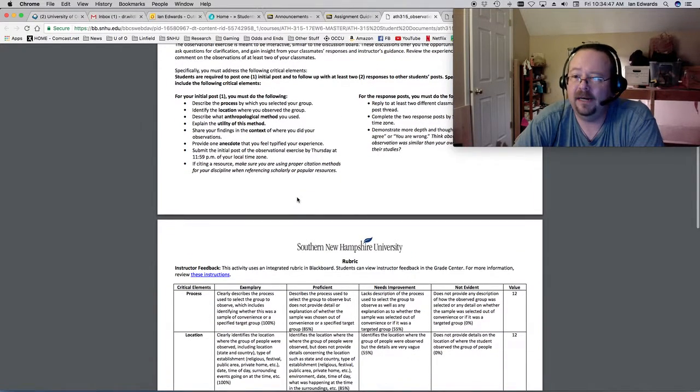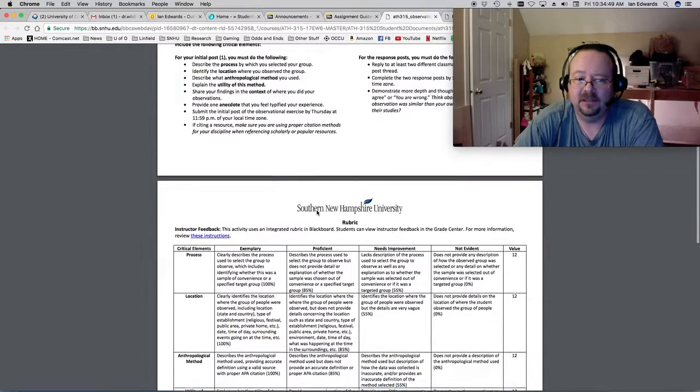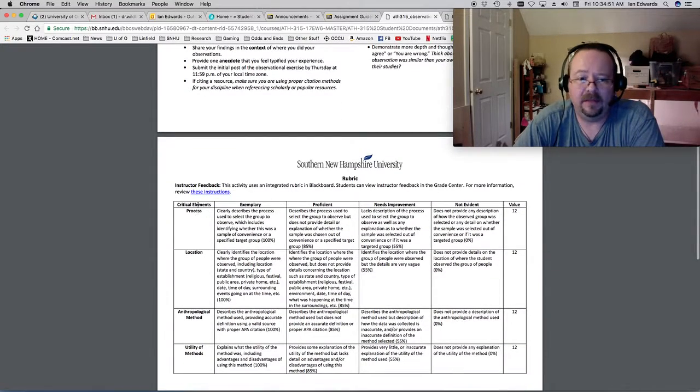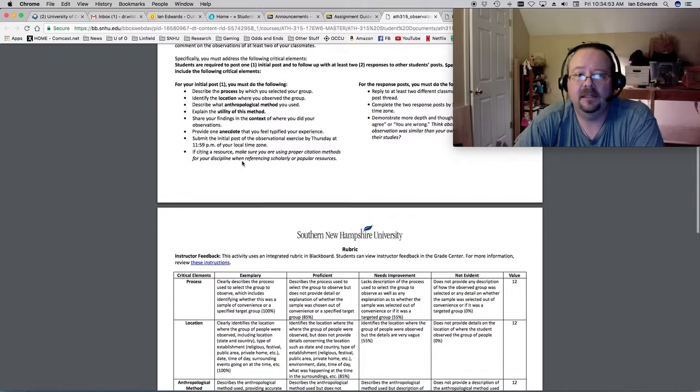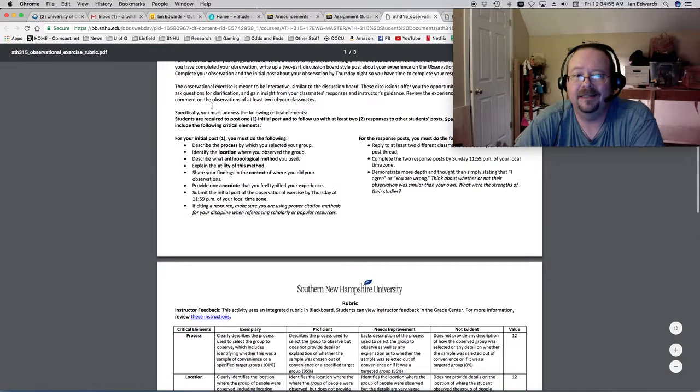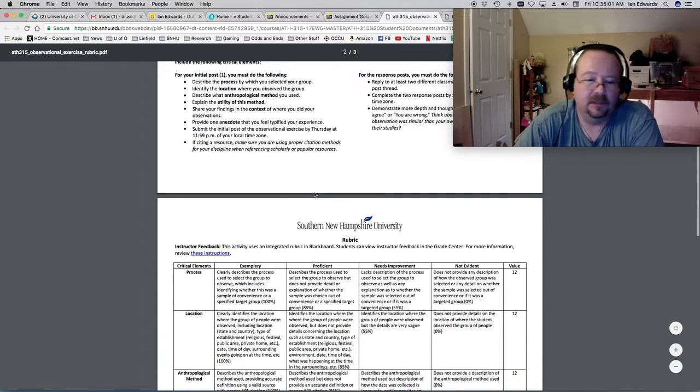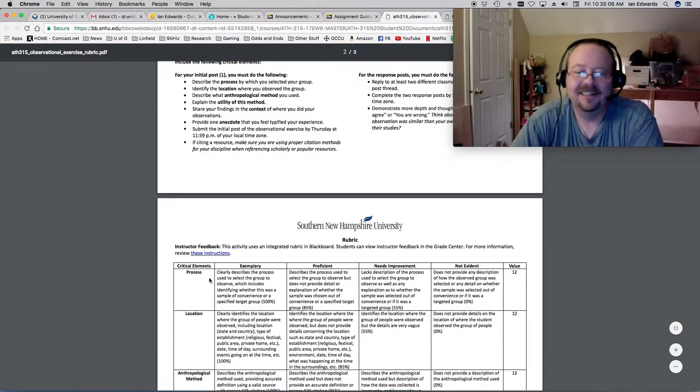But for right now, what I want to draw your attention to are the critical elements, which are directly connected to these key things that are outlined in the prompt. So you can see, like, describe the process by which you selected your group, all right? And you can see here, critical elements, process.